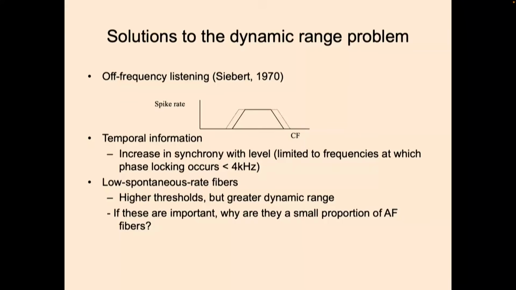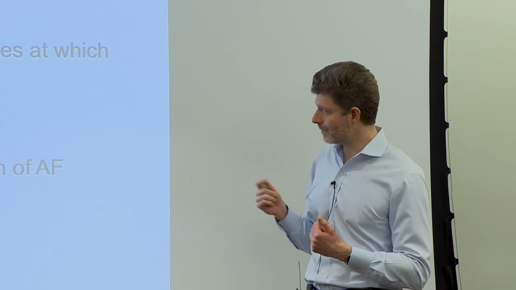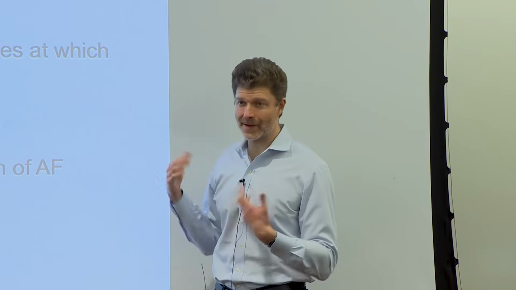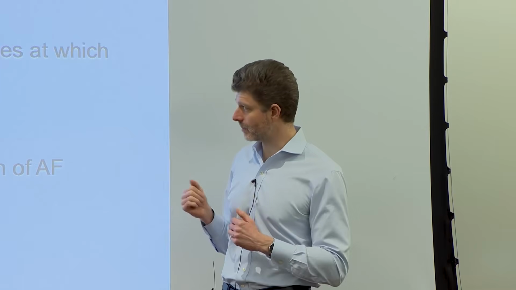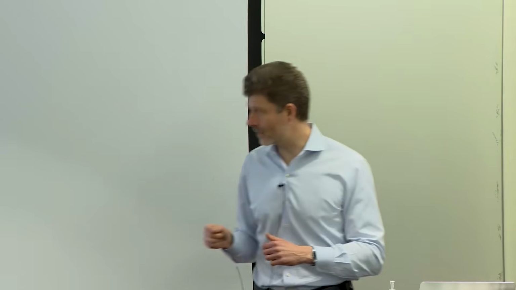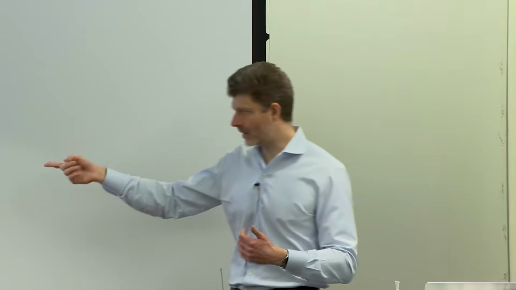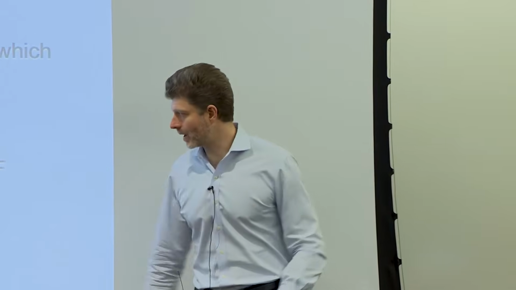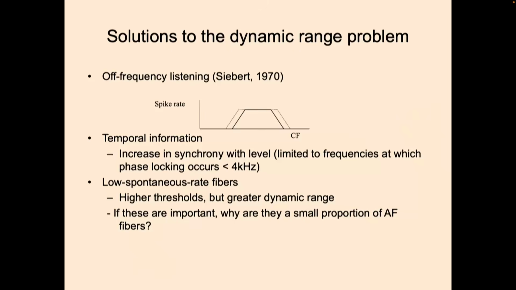So you see increases in synchrony with levels. Of course, you can only use this when you have phase locking, which is for frequencies that are below 4 kilohertz. And then the other proposal is that these low spontaneous rate fibers might be really important. Those have higher thresholds but greater dynamic range. People have wondered, if they're so important, why are they a relatively small proportion of the auditory nerve? All right, so that's the dynamic range problem.